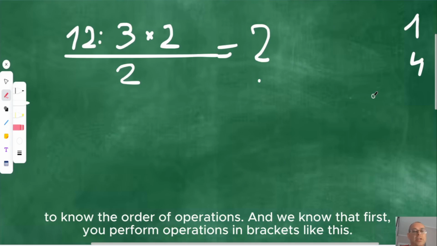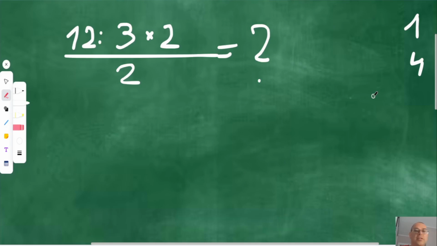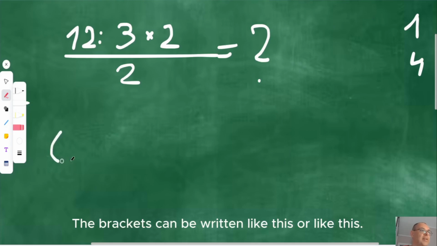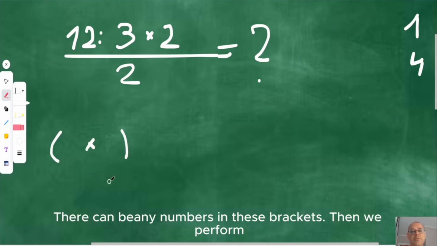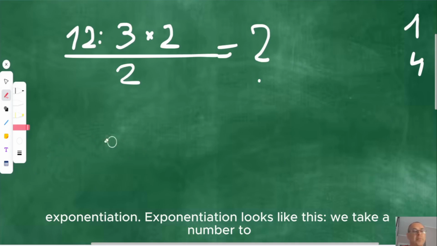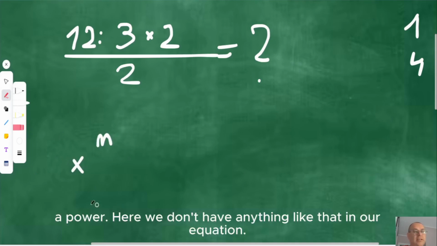And we know that first, you perform operations in brackets like this. The brackets can be written like this or like this. There can be any numbers in these brackets. Then we perform exponentiation. Exponentiation looks like this. We take a number, 2, a power. Here we don't have anything like that in our equation.